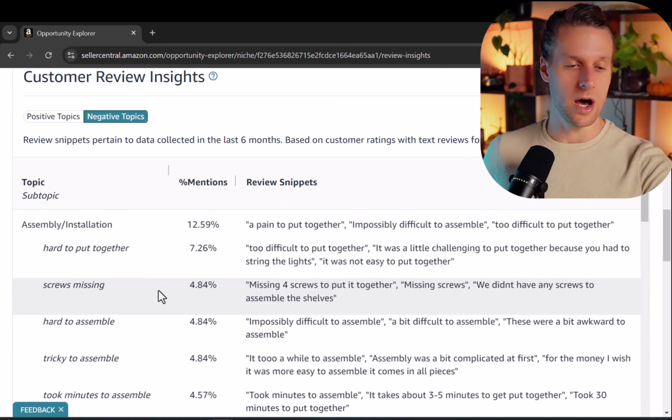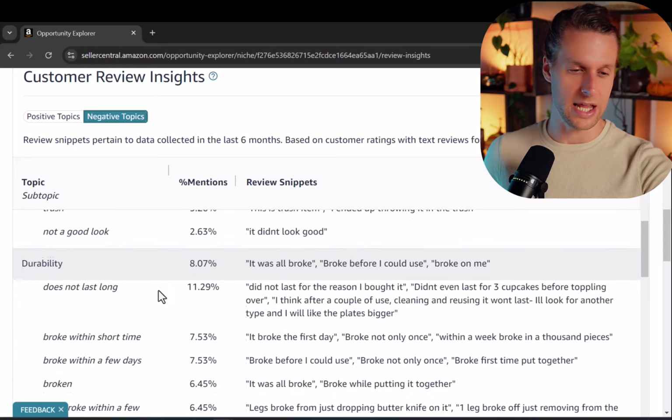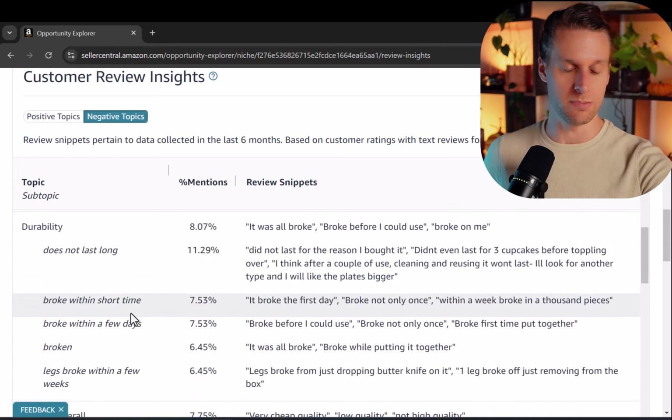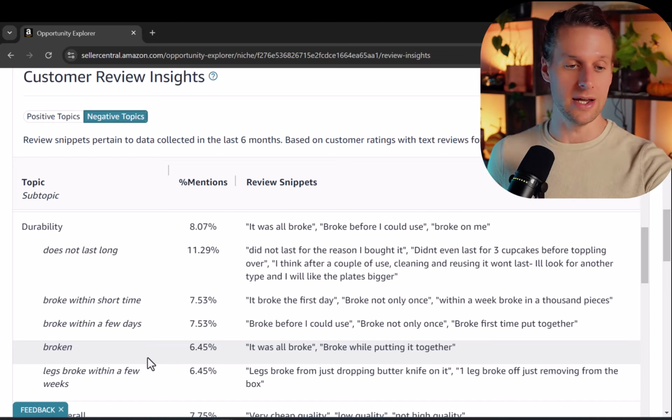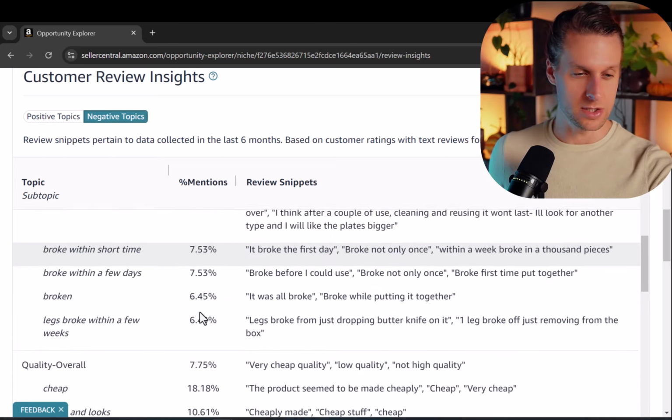And if we scroll down, we see other topics. So durability, for example, does not last long, broke within short time, broke within a few days, broken. So focusing on one that just can't be broken, it's unbreakable. You could put like a lead cupcake on there and it still would hold its legs. And communicating that in your video, in your images, in the text of the listing, in the A+ content, even in the brand story, this gives you a super edge and allows you to develop a product that literally doesn't have competition, because you spoke to exactly what the customer need was, responding to the data that Amazon is literally spoon feeding us.